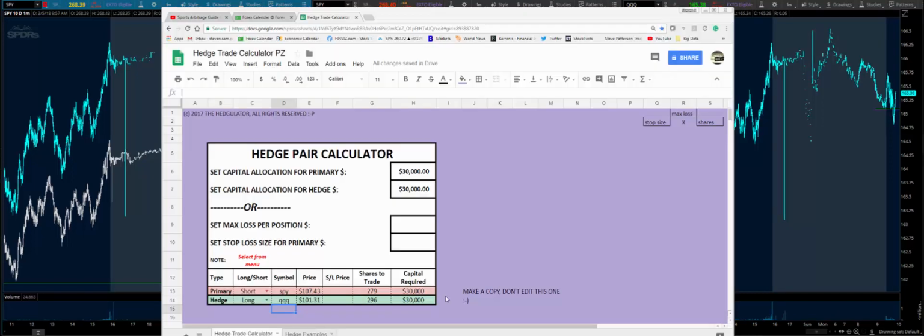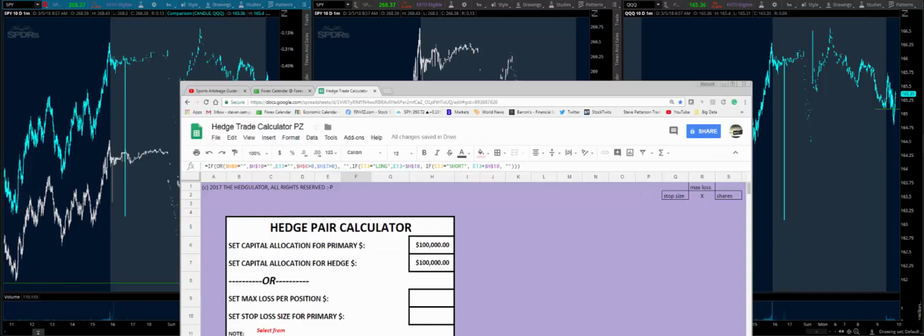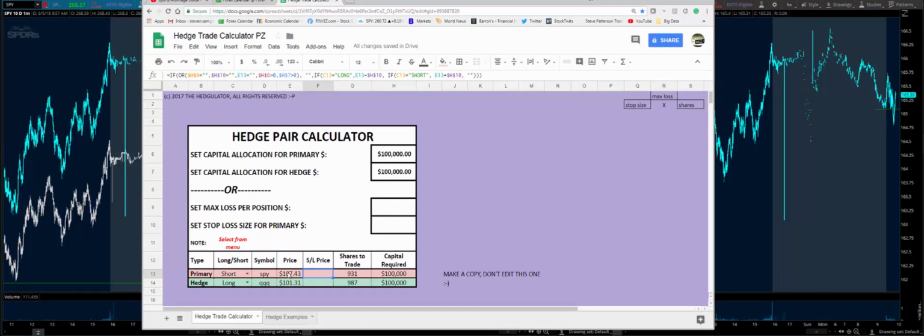So just to calculate here, assuming we were doing $100,000 of each of these, the price of the spider when we took the trade was $268.24, right?